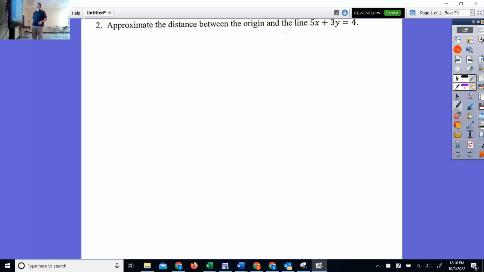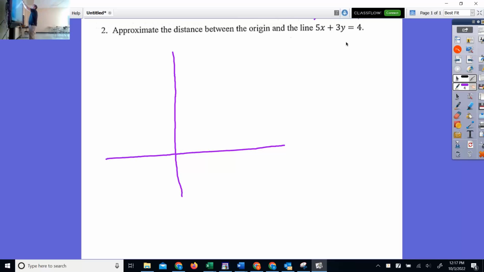So approximate the distance between the origin and the line 5x plus 3y is 4. Obviously, the first thing you want to do is graph that line. That goes there. 3y is negative 5x plus 4, and we divide by 3: negative 5/3 of x plus 4/3. So this thing crosses somewhere between 1 and 2. It doesn't have to be perfect.